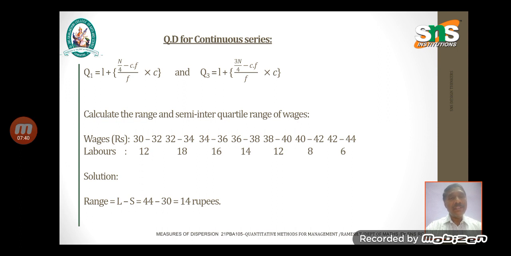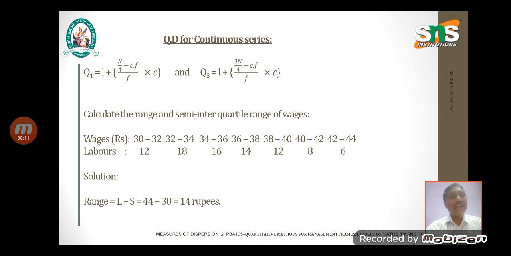So from the data, the wages and the labors are given. First we calculate the range. So what is range? The difference between the largest and smallest value. Among all the data, the wages start from 30 to 32, 32 to 34, up to 42 to 44. Among these wages, the largest is 44 and the smallest is 30. Therefore the range is 44 minus 30, that is 14 rupees.